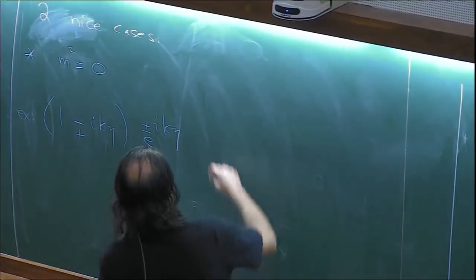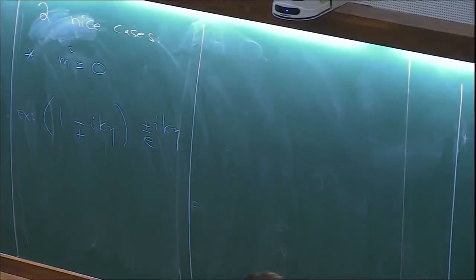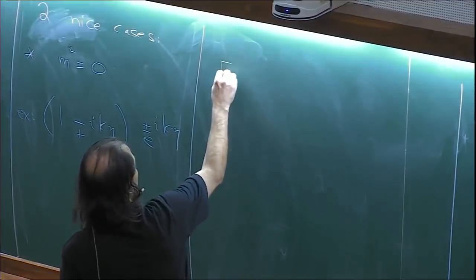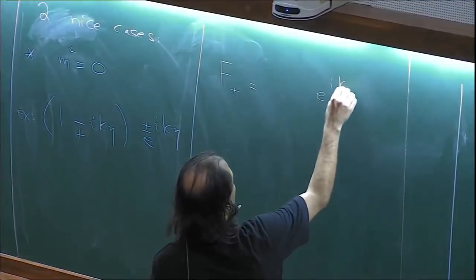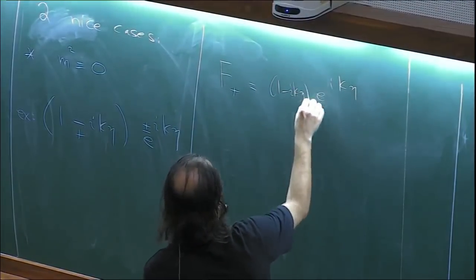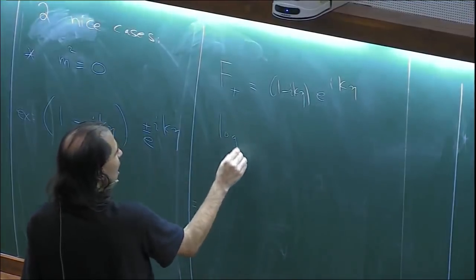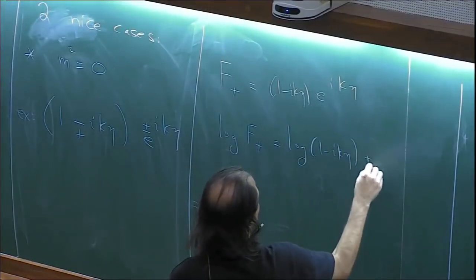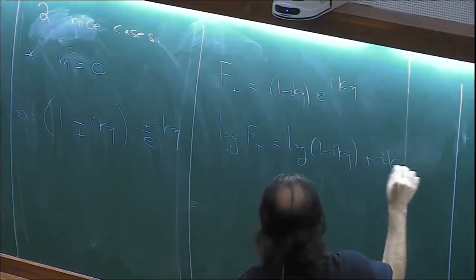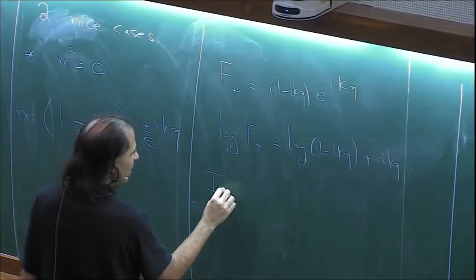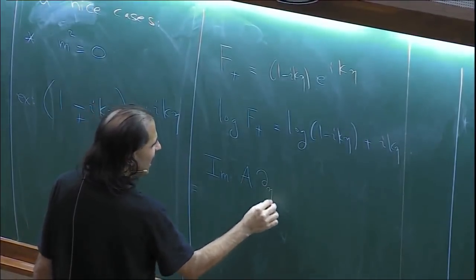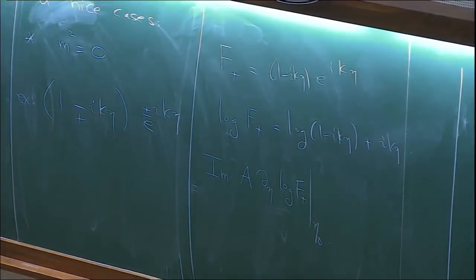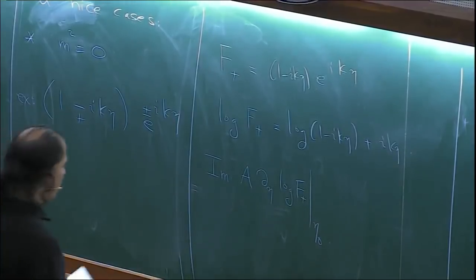Very simple exercise, but let's see how with this solution we can find the vacuum wave function. The one we want is the plus sign, so f plus is equal to e to the i k eta times (1 minus i k eta). Remember, we want to do log f plus. So log f plus is log(1 minus i k eta) plus i k eta. And I'm supposed to look at the imaginary part of a d eta log f plus evaluated at eta naught. This is the object that goes in the vacuum wave function.